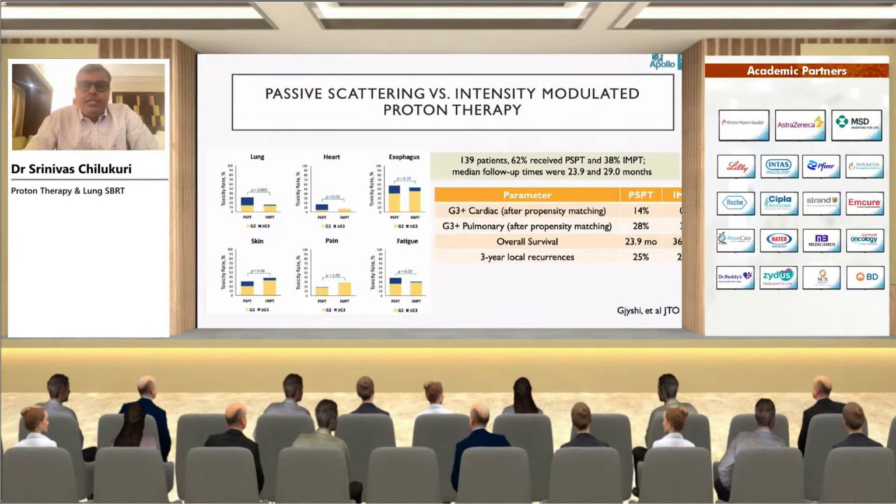We also had a limitation as far as the technology itself is concerned, the passive scattering. Although this was not in the context of SBRT, we can see there is a significant benefit with intensity modulated proton therapy compared to passive scattering, and the majority of the literature coming from lung, for both SBRT as well as stage 3 lung cancers, is on passive scattering proton therapy. This study elegantly showed that grade 3 cardiac toxicity and grade 3 pulmonary toxicities were significantly lower with intensity modulated therapy. If you're not using IMPT, you're not strictly deriving the full potential of proton beam therapy for lung cancers.